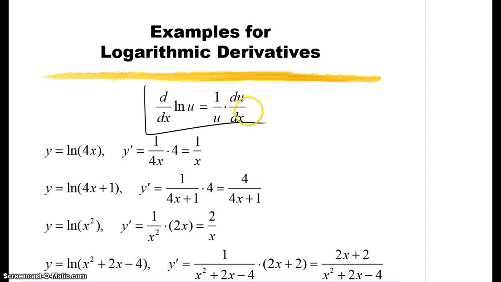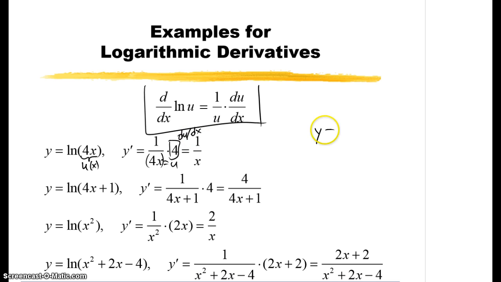And finally, some examples for the logarithmic derivatives. If we have d dx of ln of u, where u is a function of x, the answer is always 1 over u times du dx. So if this is my u of x in this case, then the derivative is 1 over u times the derivative of u with respect to x. This is the du dx, the 4.